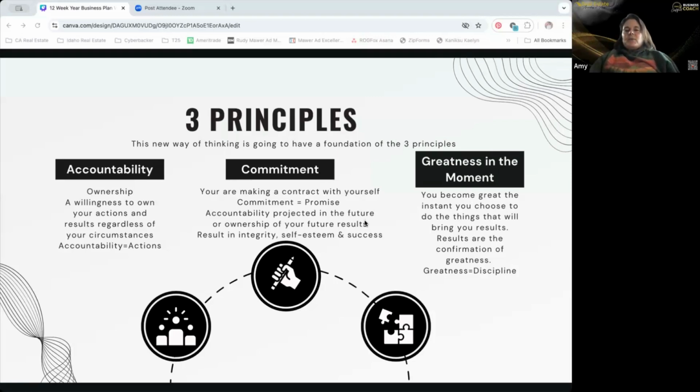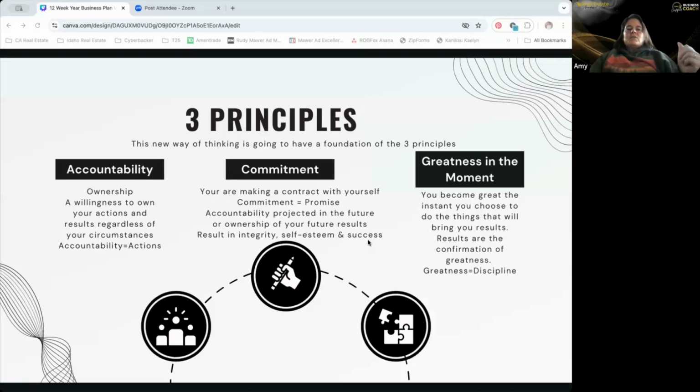And the third principle is greatness in the moment. It's the understanding that you become great the instant that you choose to do the things that are going to bring you results. Okay, we can't actually control results. We can only control the actions. So results are the confirmation of greatness. Greatness is the discipline that gets you there.